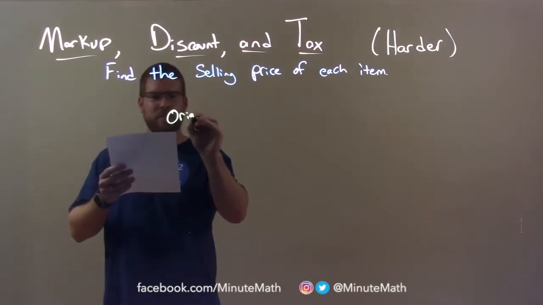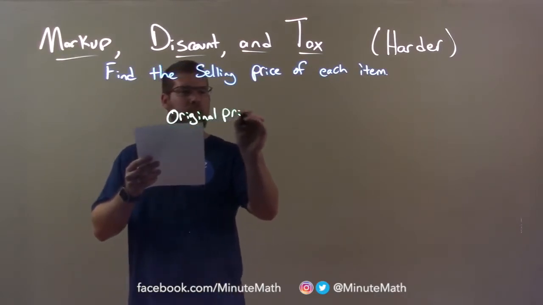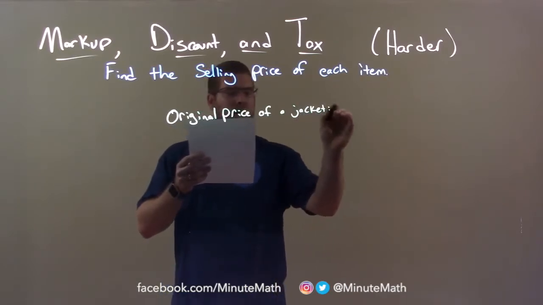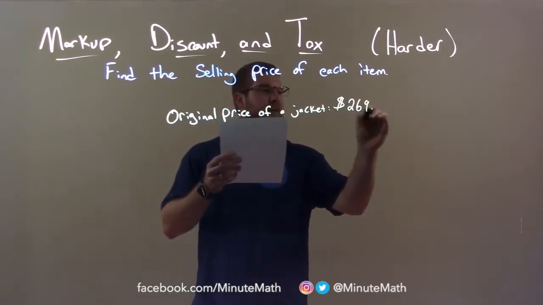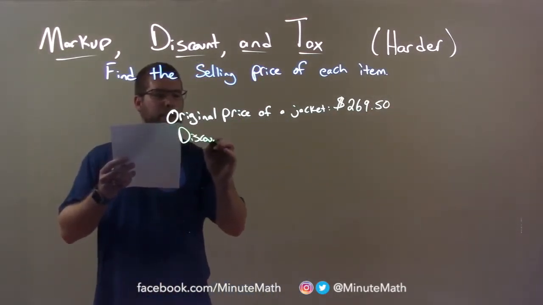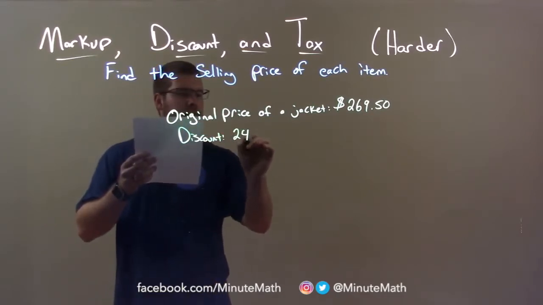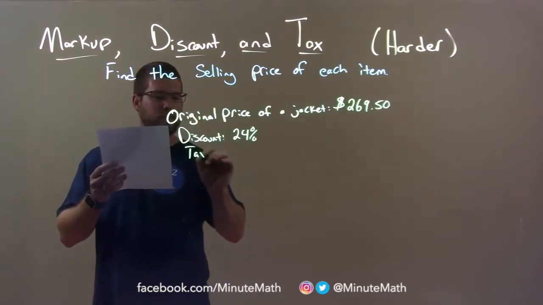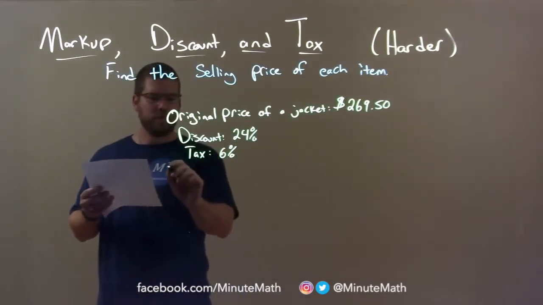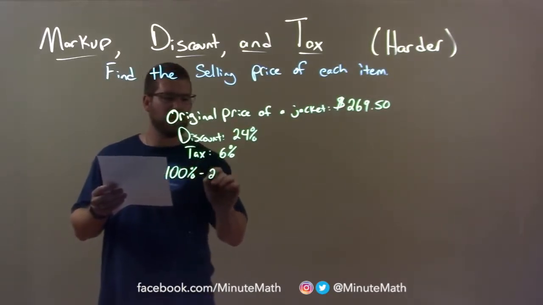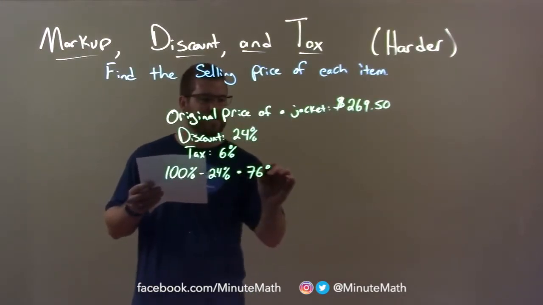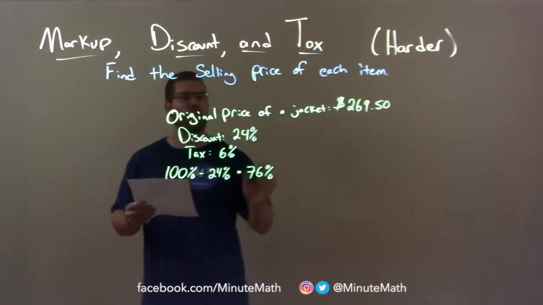The original price of a jacket is $269.50. It's discounted 24%, and its tax is 6%. Well, the discount of 24%, 100% minus 24%. We subtract that discount from 100, and we get 76%. That means we're going to pay 76% of the original price of the jacket.